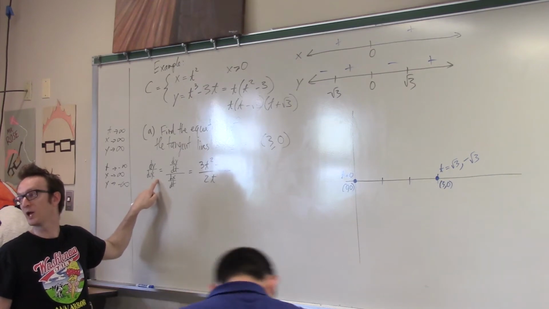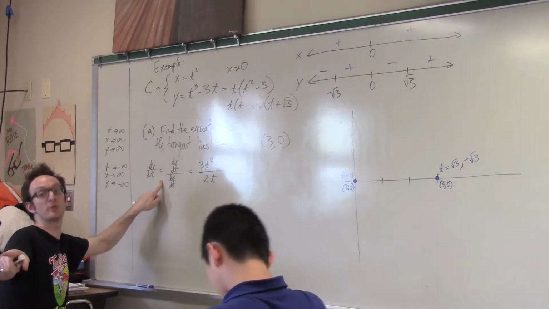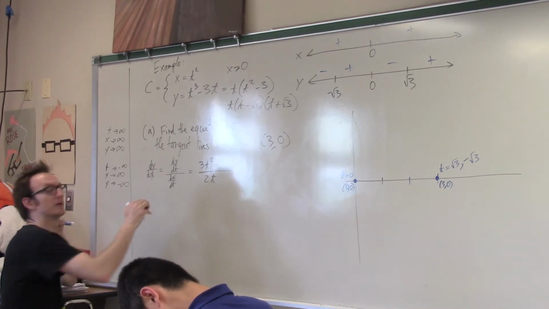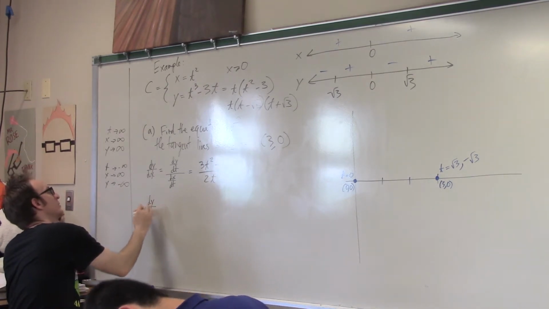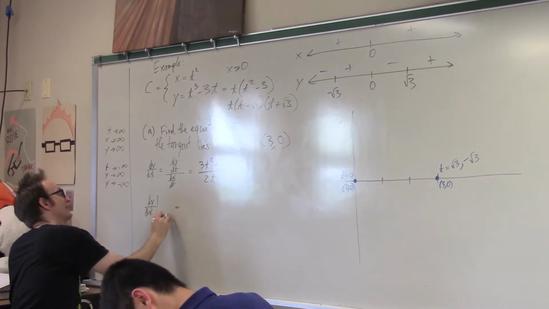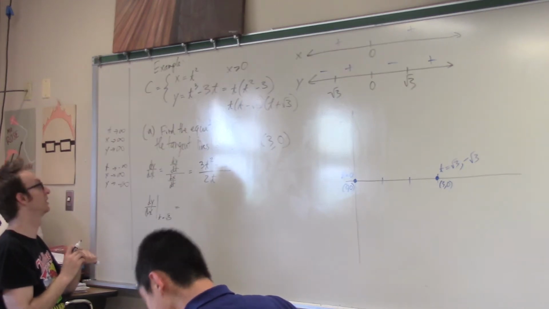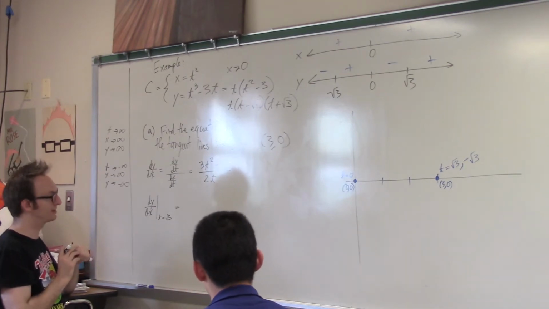Cool? Okay, so where are we interested in the slope? At t equals root 3. So in other words, what is dy/dx at t equals root 3? And that's what this formula is good for, right? It means you can just plug in a t value and it will tell you the slope. Okay, everyone do it?